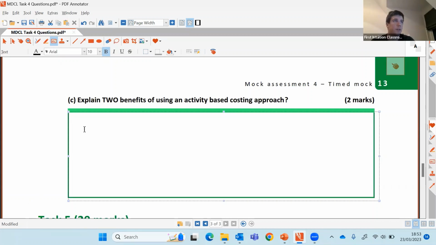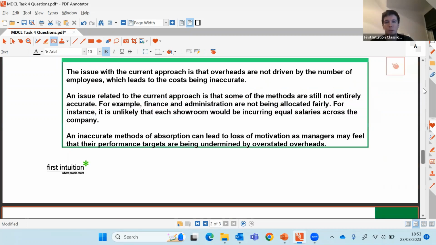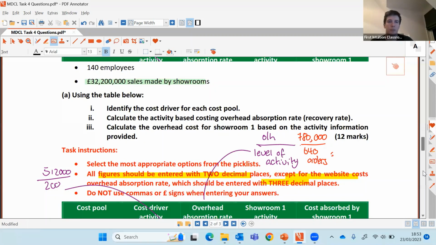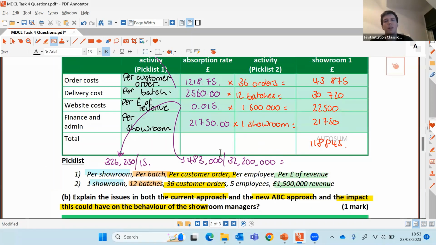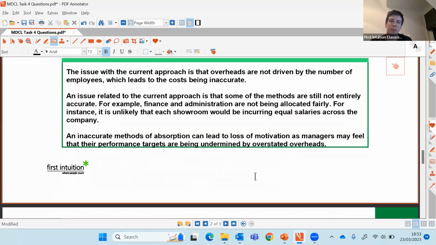Okay, well, one benefit to the method is that it's more thorough, isn't it? Rather than just dividing my overhead by number of staff and saying job done, what I've done is I've looked at each and every cost pool, and I've said that rather than the entire overhead being driven by staff, the overhead is made up of different things, i.e. four pools, and each pool is driven by something different.